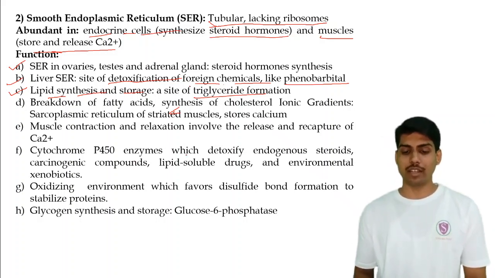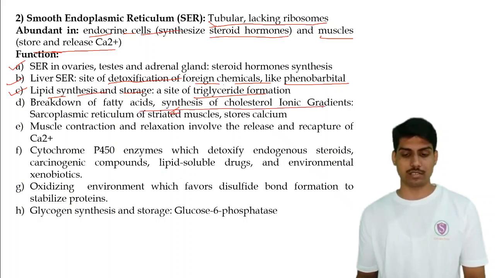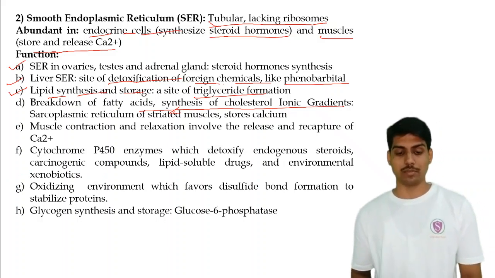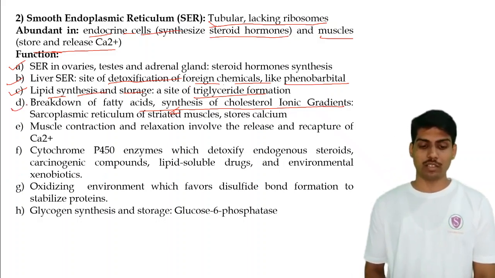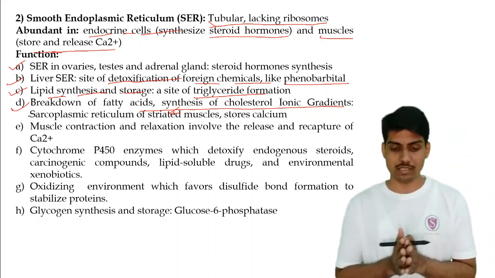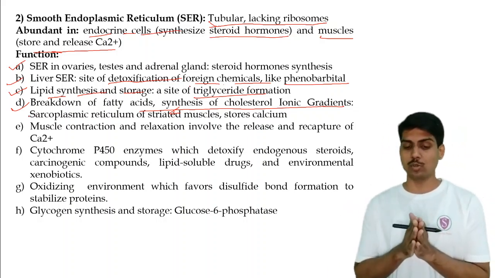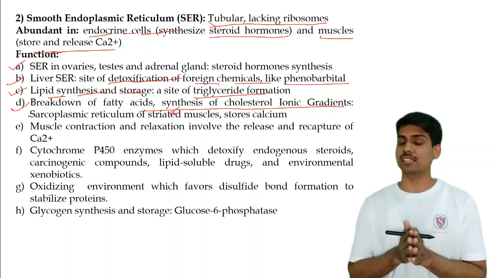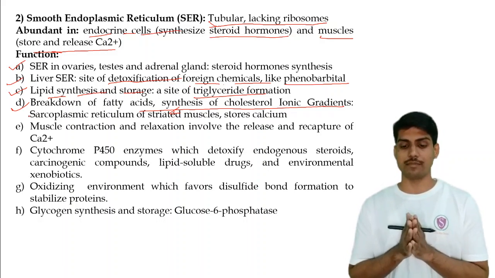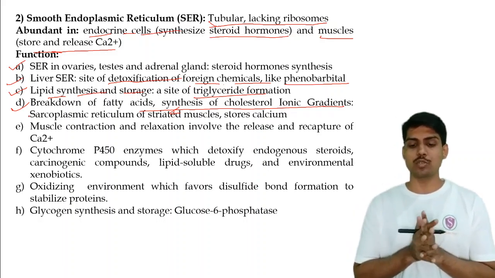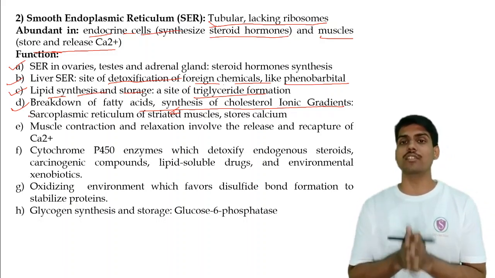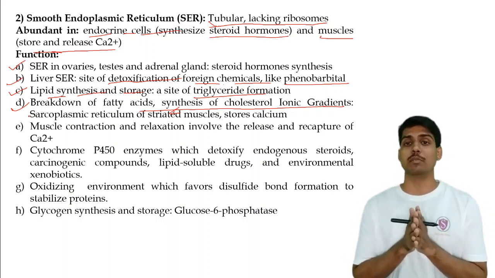Next is the breakdown of fatty acids, synthesis of cholesterol, and the ionic gradients. The sarcoplasmic reticulum of striated muscle stores calcium. So, what does it do along with other functions? It also breaks down fatty acids, as we have said. It also detoxifies. And as it carries out lipid synthesis, it also forms cholesterol inside it. And it also shows a kind of ionic gradient inside it. And why is the ionic gradient there? It is because of the presence of calcium.